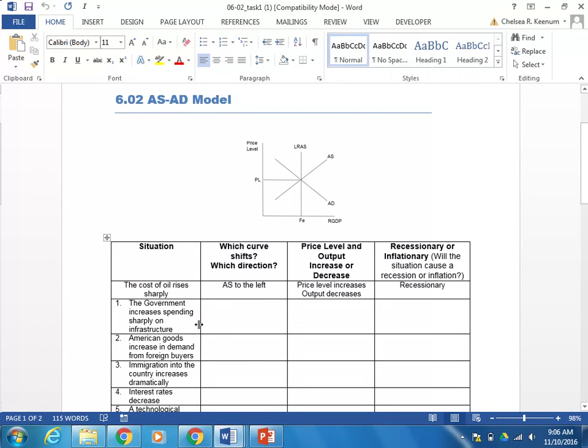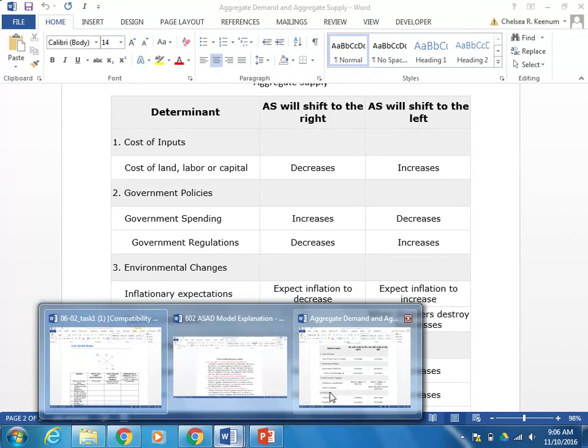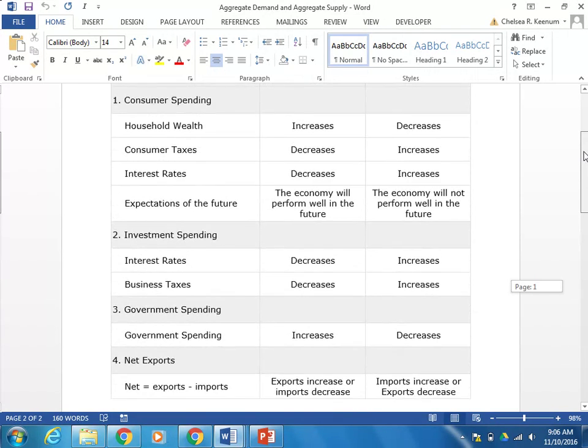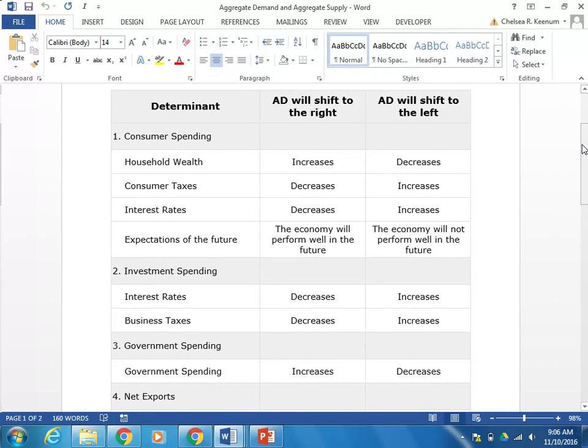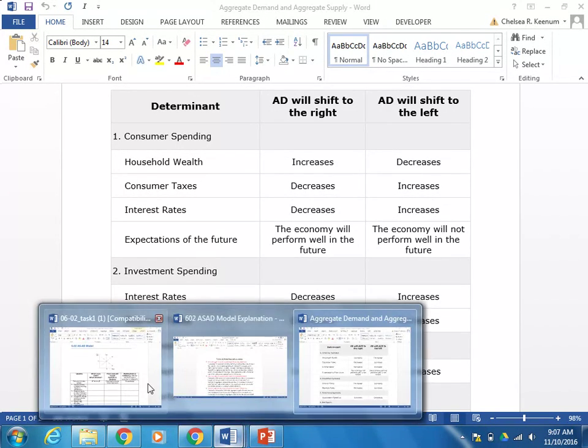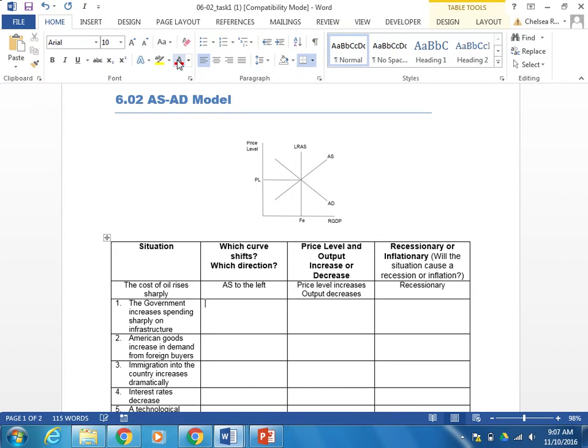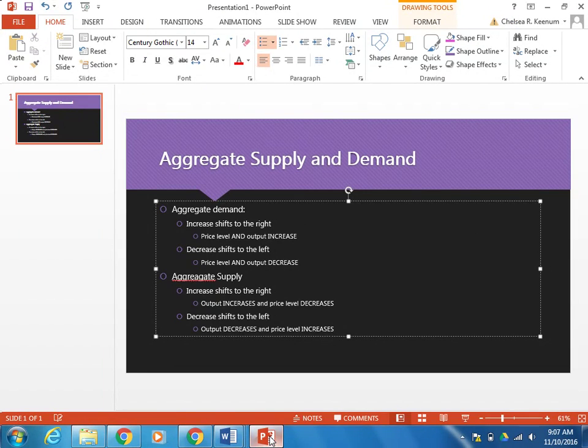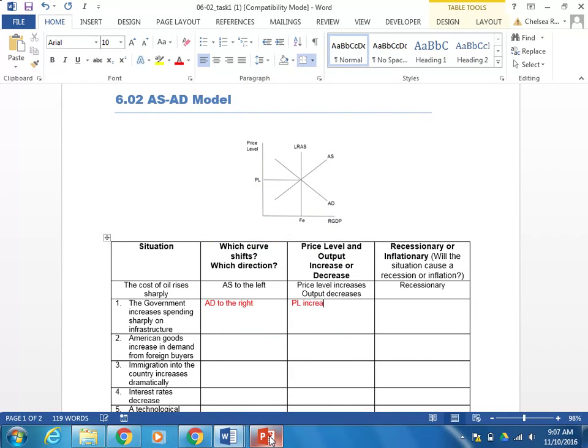Okay, the government increases spending sharply on infrastructure. Okay, government spending in regards to infrastructure has to do with the demand curve. So government spending with demand, if the government spending increases, which is what is happening, AD will shift to the right. Okay, if AD shifts to the right, there's an increase. Remember what happens to both price level and output? They both increase.